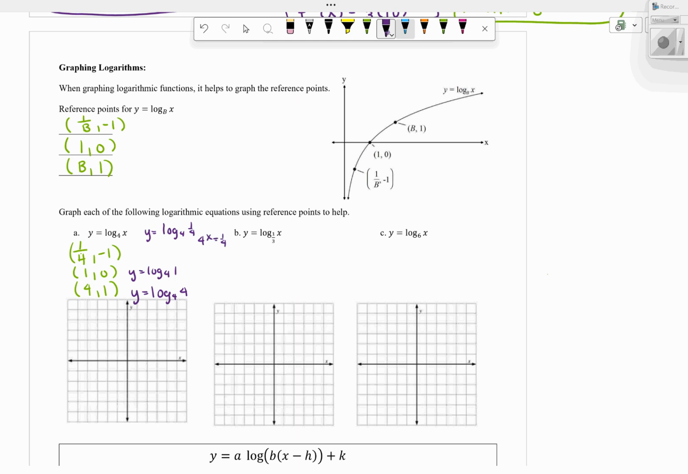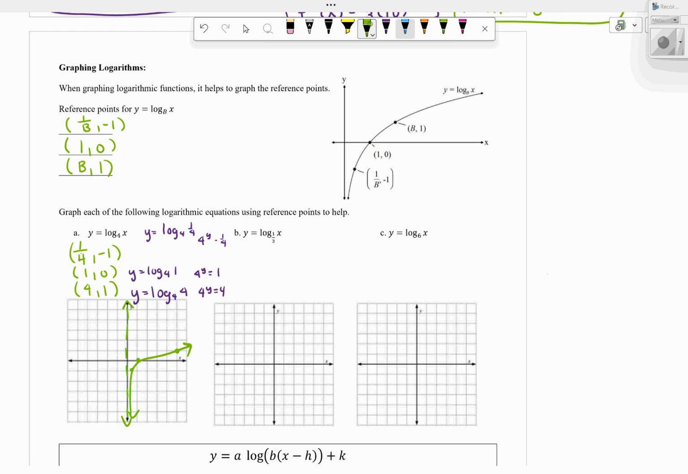And so if it helps, remember, 4 to what power equals 1/4? Well, -1. I should use the y because I have x equals 4 to the y. So 4 to what power equals 1? The 0 power. 4 to what power equals 4? 4 to the first. That's why we have those 3 points that work. So we have 1/4, -1, 1, 0, and then 4, 1. And then we have a vertical asymptote. Anytime you're graphing these, always graph your asymptotes on your graph as well.